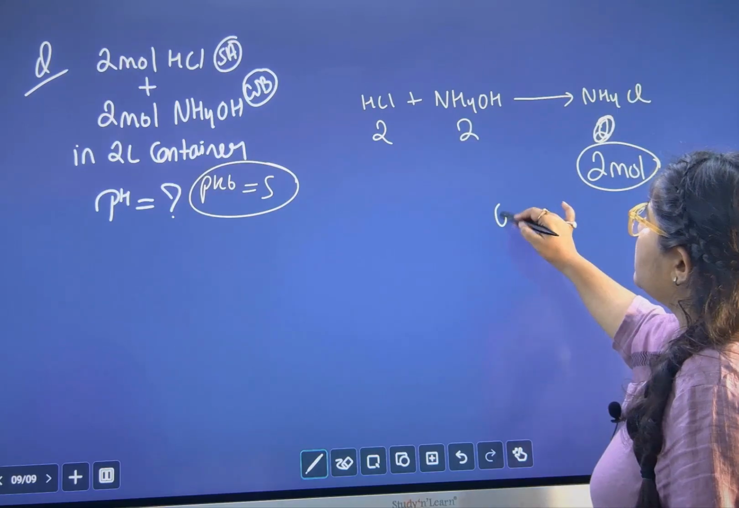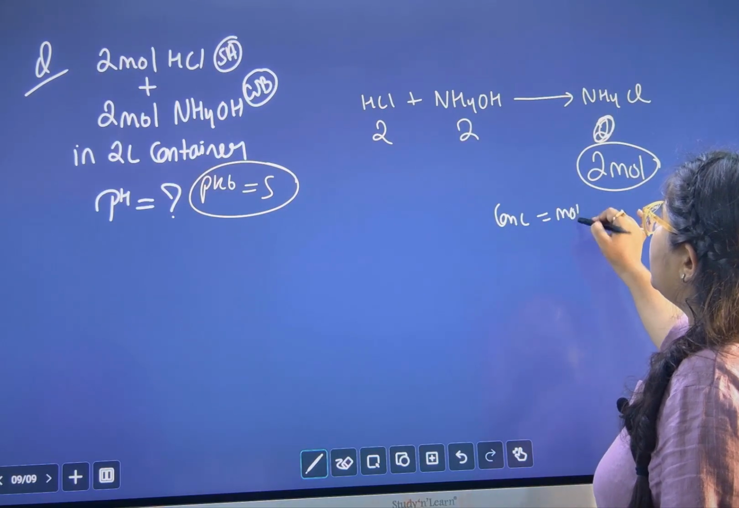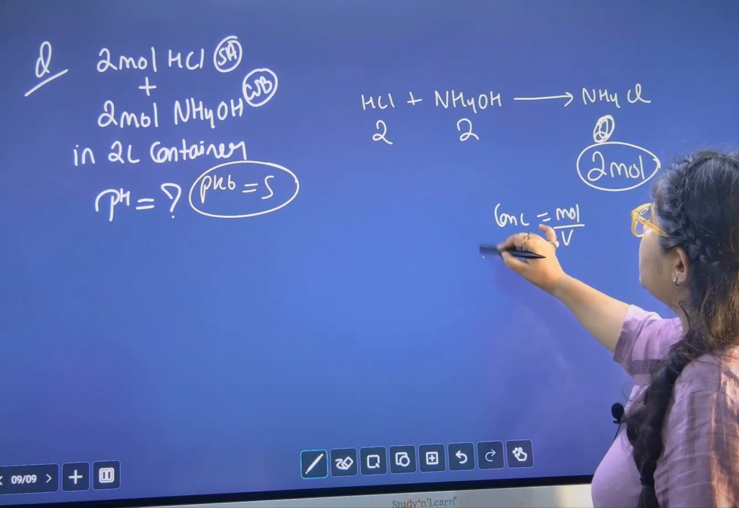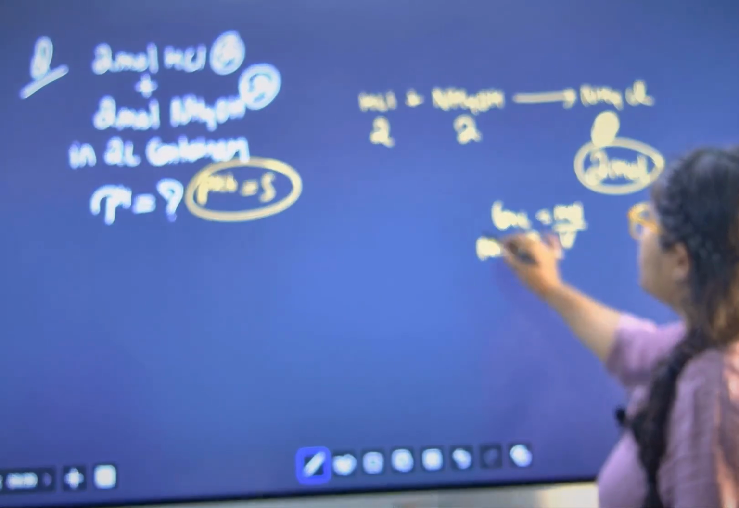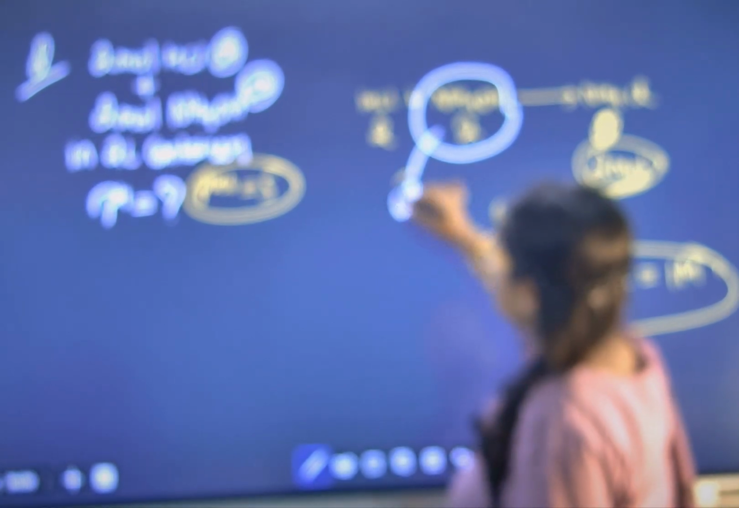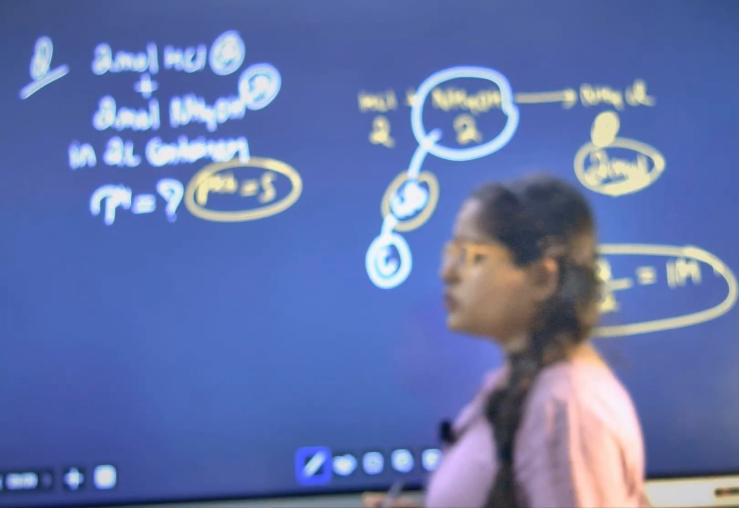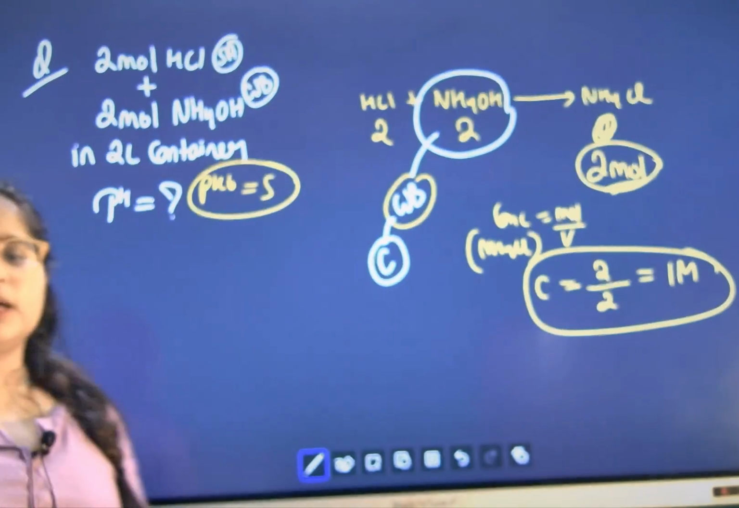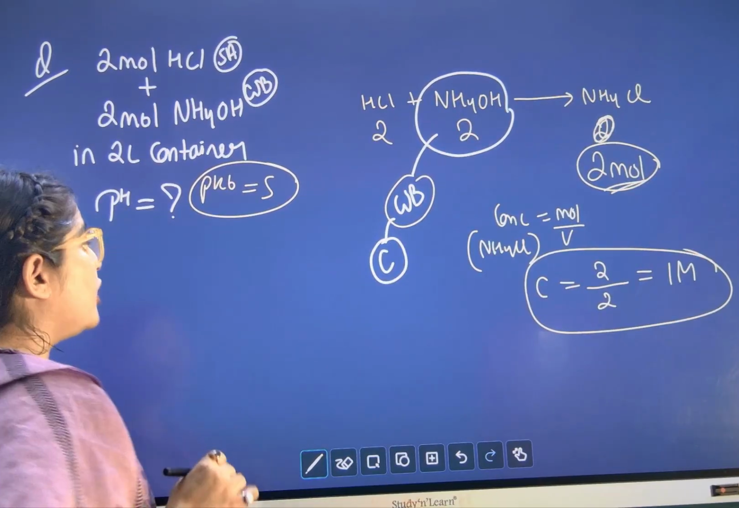Okay. How to find out concentration? Mole by volume. So we will get the concentration of NH4Cl, the C value. So C will be how much? 2 mole. Volume how much is given? 2 liter. That is 1 molar concentration. Now you see here who is weak. The base is weak, so it means it is cationic hydrolysis. So which formula of pH will we use here?